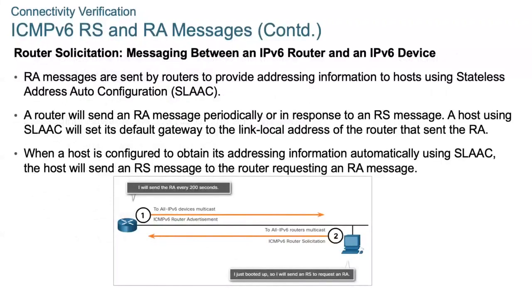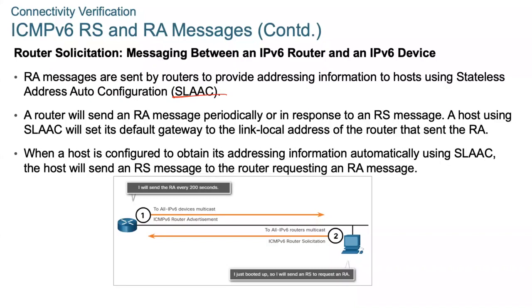So in this IPv6, the router solicitation, in that the messaging between your IPv6 router and IPv6 device, if you see here, so this is the RA, that message is sent by your router to provide the addressing information to host using the stateless address auto configuration, we call this SLAAC.